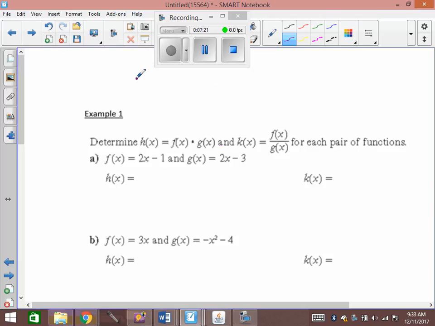So let's look at a couple equations. It says determine h of x if f of x times g of x, and k of x is f of x divided by g of x for each pair of the functions. So h of x is going to be f of x, so 2x minus 1, divided by 2x minus 3.